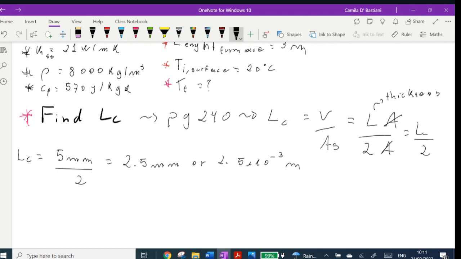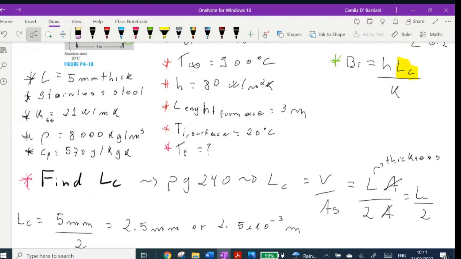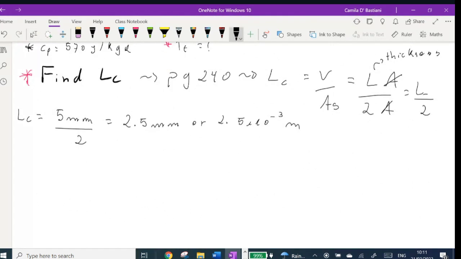Okay. First thing, we found my characteristic length applying the Biot equation. I don't know if you say Biot or Bio in English, but this equation here comes from the book, equation 4.9, in case you want to check in the book, okay? Now we're going to find my Biot number. Biot number is equal to h of convection, characteristic length divided by my conductivity of the stainless steel.